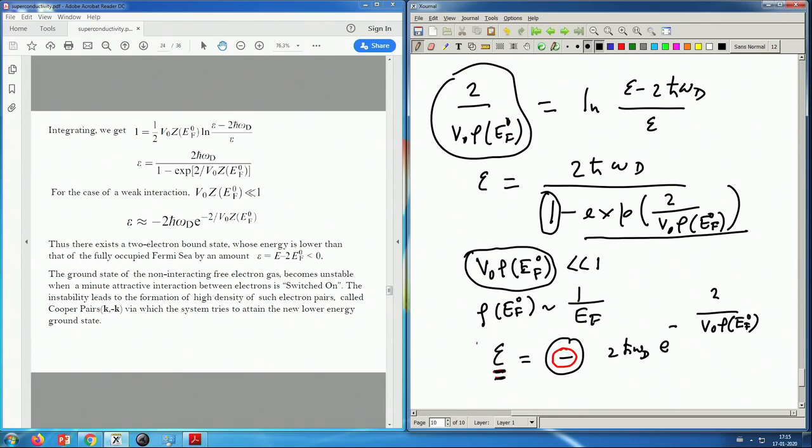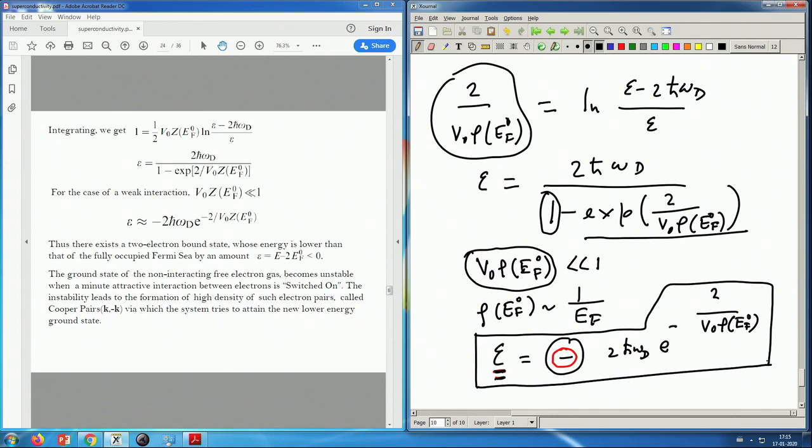So, this is a remarkable calculation in the sense that it opens the path for finding out the full theory of the superconductors, which is what we will now go to. Okay. So, that means it says the ground state of the non-interacting free electron gas becomes unstable when a minute attractive interaction between electrons is switched on.